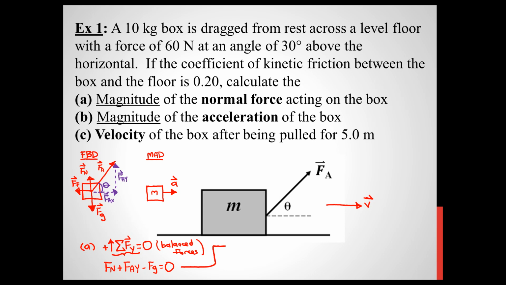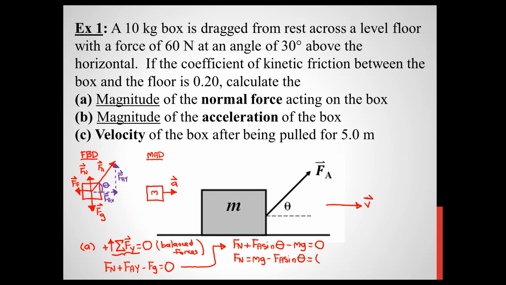Let's expand this a little bit. I'm going to bring this up here. So I would have Fn plus Fay, which could be broken down into Fa sine theta. Fg is just m times g. We can get the normal force by itself by adding mg to both sides and subtracting Fa sine theta. Therefore, I'd have Fn is mg minus Fa sine theta. And now it's just a matter of plugging the numbers in to calculate the normal force magnitude.